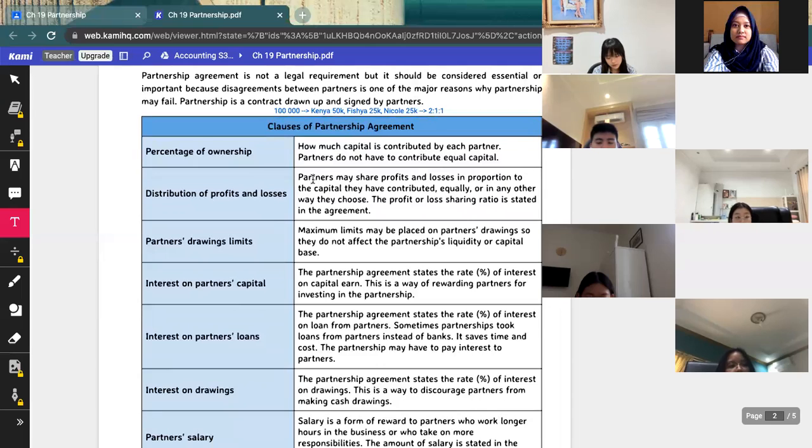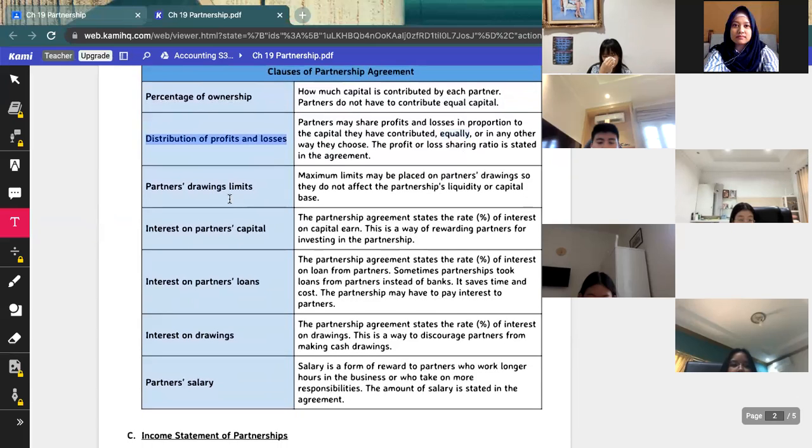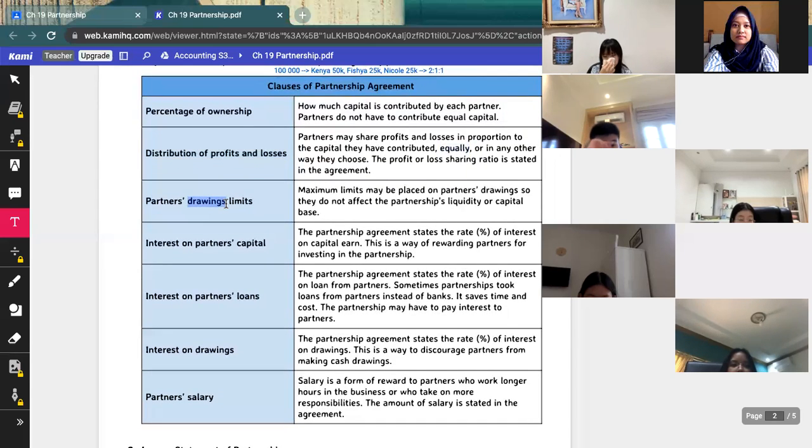So they can use the proportion from the capital they have contributed. The partnership can also have an equal way of distributing profit and losses, even though they don't have the same capital contributed, or in any other way they choose. The profit or loss sharing ratio is stated in the agreement. So, number 1, percentage of ownership. Number 2, how the profit and losses will be shared among partners. Number 3, drawings. Drawing is really dangerous when there is no limit.